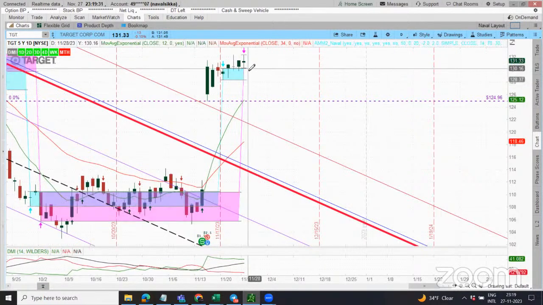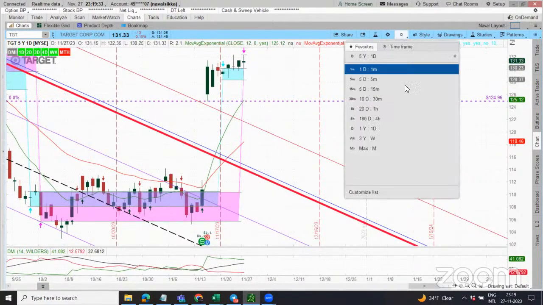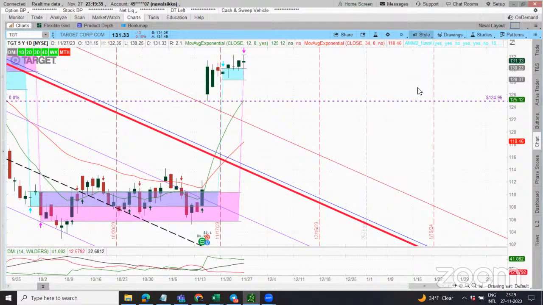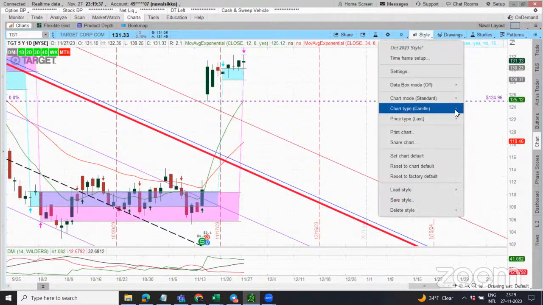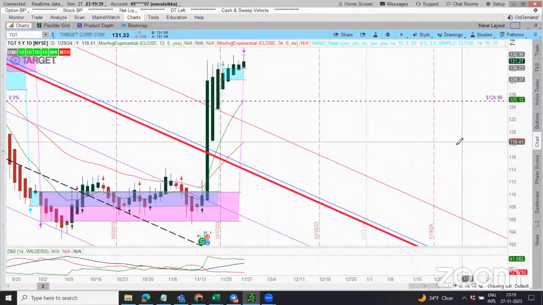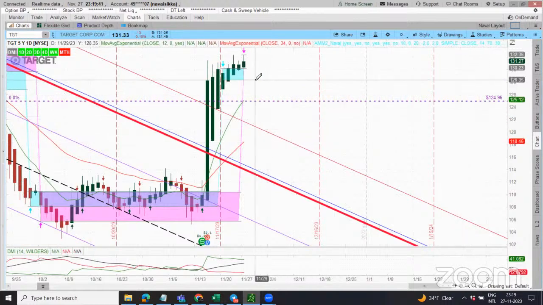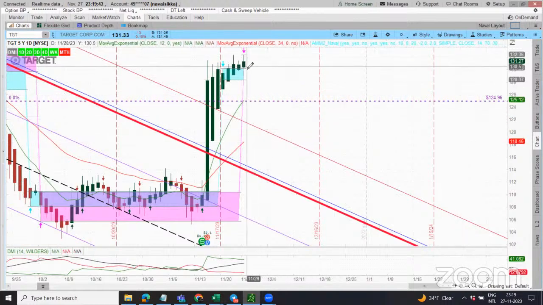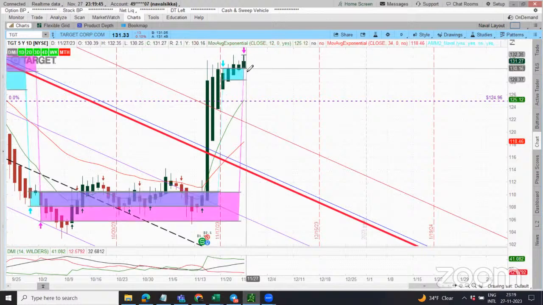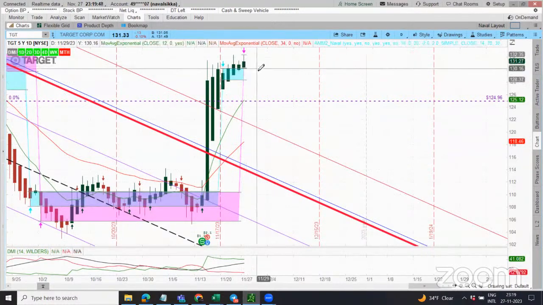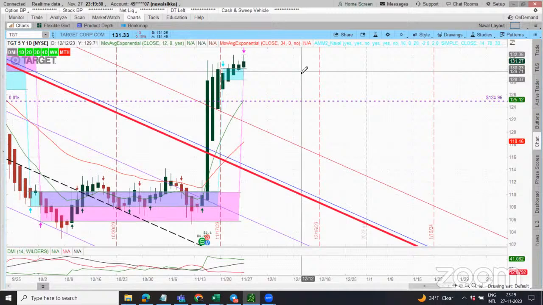Target is making a doji at the top. And if I change this to High Kinishi, no, High Kinishi is not flat. It's a bull flag for now.